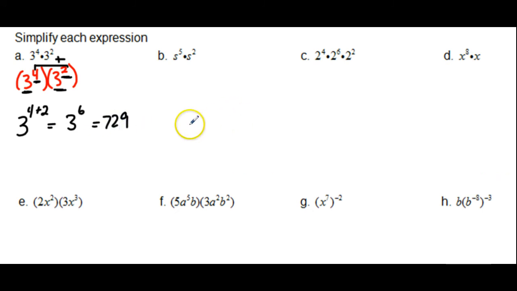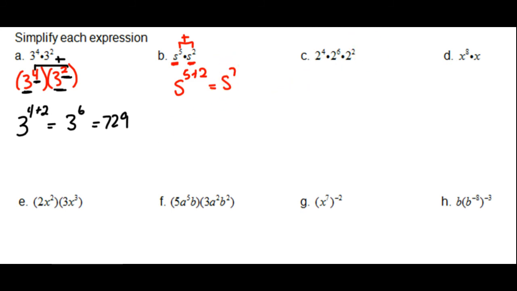729. Alright, next question. We have s to the fifth times s to the second. Again, same bases. If they're the same bases and they're being multiplied, we take these two exponents and add them. So this is going to be s to the 5 plus 2, which is s to the 7th. We don't have to simplify anything more.